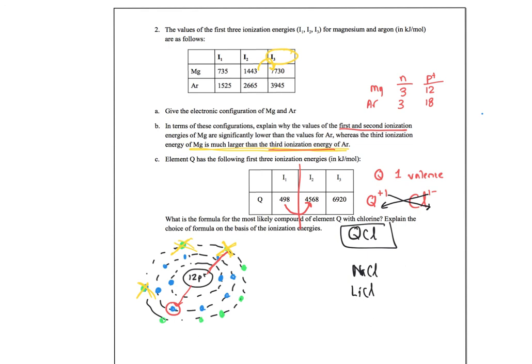So all I was asking, what is the compound when Q bonds with chlorine? Don't tell me what Q is, just tell me what the ratio or the formula would be. And in this case, I would need 1 Q with 1 chlorine to make the chemical neutral.